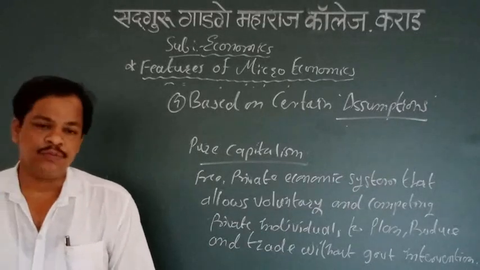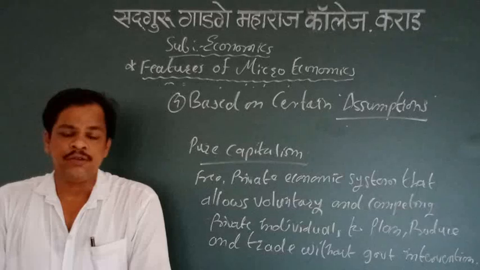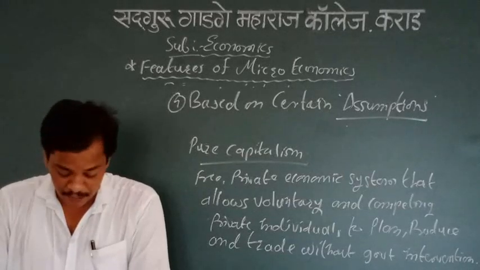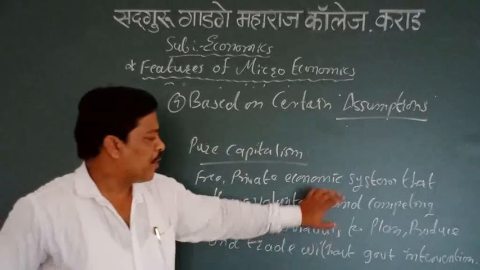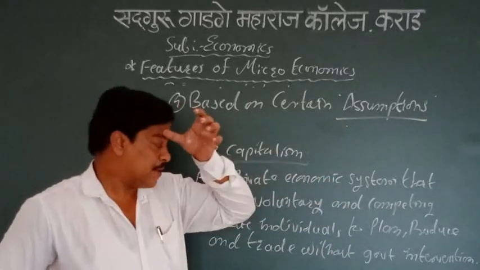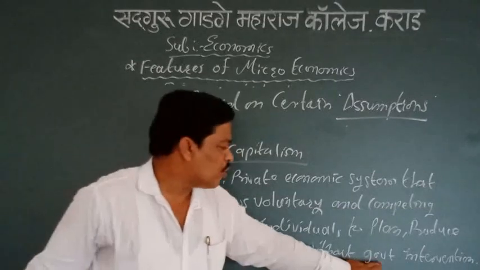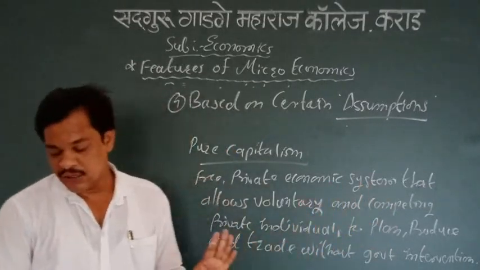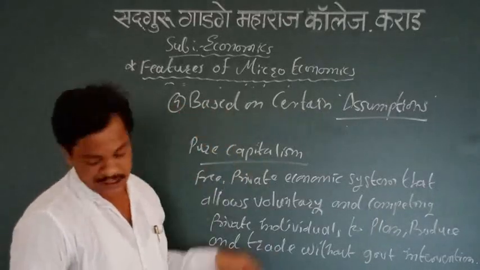So you are very free. You can start your own business. You can ask any bank for a loan. You can ask for laborers also. You can appoint any person as a manager or as a laborer. So you are free. It is pure capitalism. There is no government intervention. These terms are very new for you in this point based on certain assumptions.